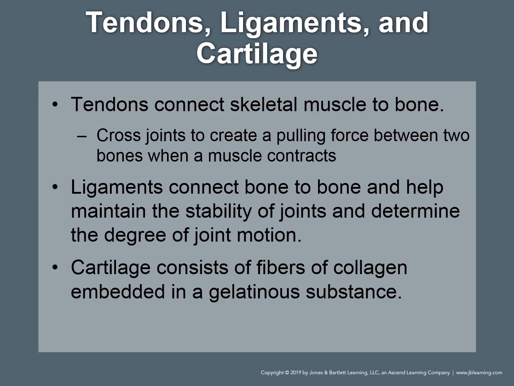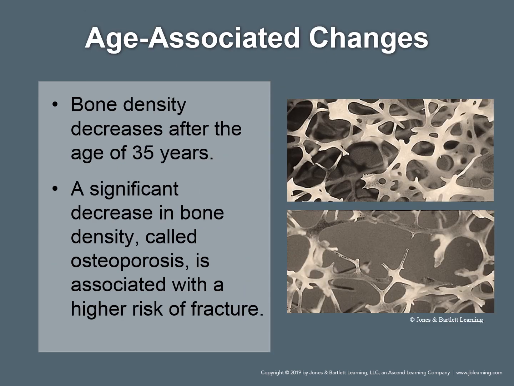Tendons connect skeletal muscle to bone. Ligaments connect bone to bone. You will need to know the difference in those two. Okay? And cartilage is collagen, really thick, hard, spongy, almost like spongy bone. And the cartilage gives things shape and structure. And you also need cartilage to form new bone.